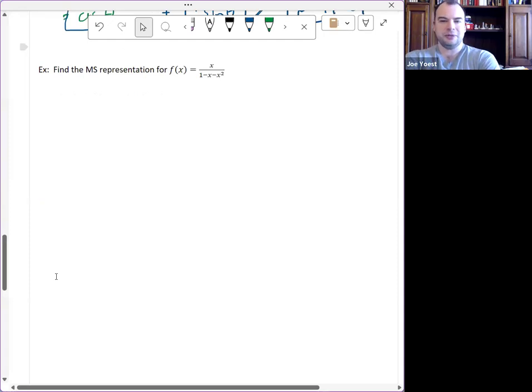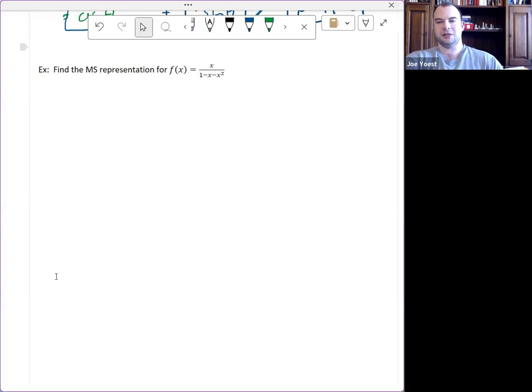All right, let's find the Maclaurin series representation for this function, f of x equals x over 1 minus x squared. Now here I could figure out f of 0, then f prime of 0, f double prime of 0, and so on. I could go that route, but I can see that I'm going to have to use quotient rule a bunch, and that's going to get pretty messy pretty quickly. Can I find another approach here?